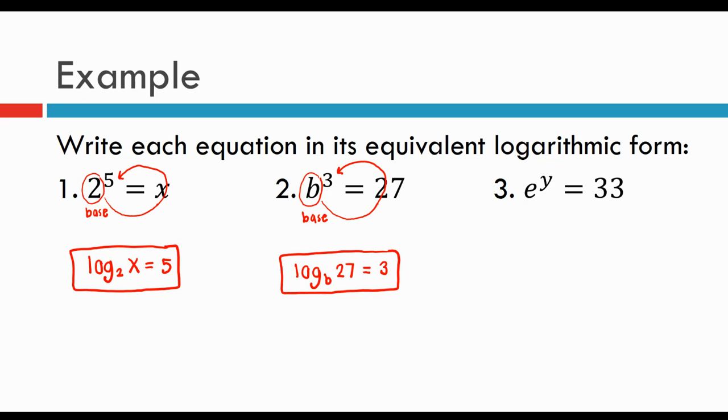And then in this one, we have e to the power of y equals 33. So once again, the base is going to be identified first. For us, this is e. So I'm going to say that this is log base e. We'll swoop around to the other side of the equal sign. That's what's attached to our log base e. And then we want to set that equal to our exponent, which is y. So log base e of 33 equals y is the equivalent log form.